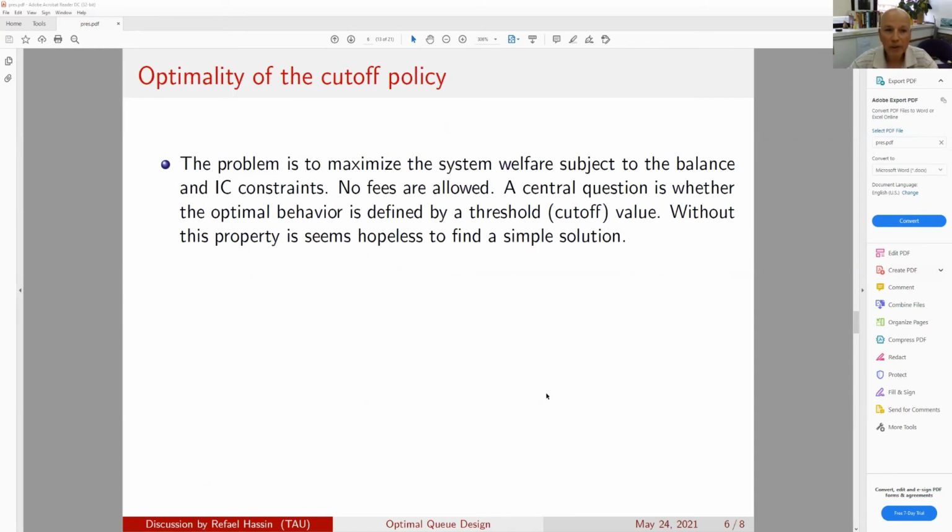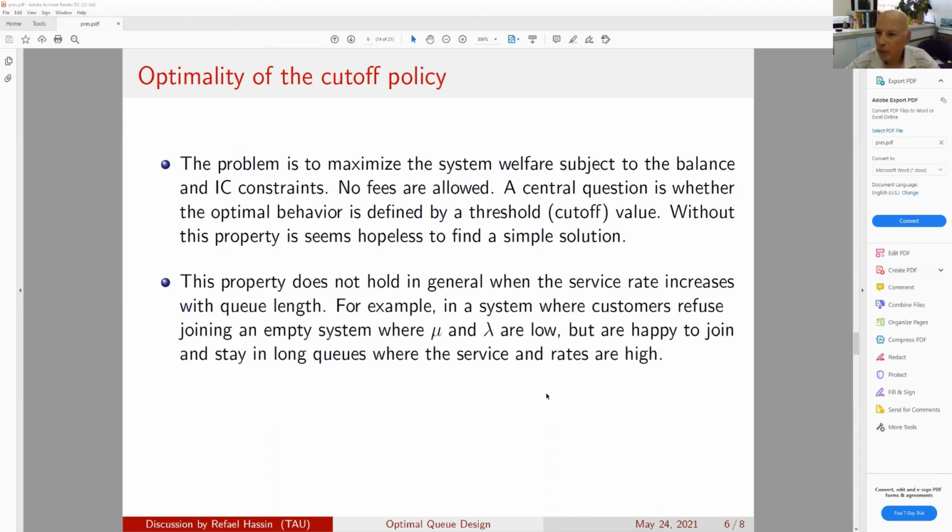Now about the cutoff policy. As we heard, the problem is to maximize the system welfare, and there are balance constraints that determine the state probabilities of the system, and there are IC constraints, and no fees are allowed. And the central question is first if a cutoff policy is optimal, because otherwise it's quite hopeless to find a simple solution. The fact that the authors prove that the optimal policy is a cutoff policy means that from this point on, everything is much simpler. And it's not trivial that this property holds.